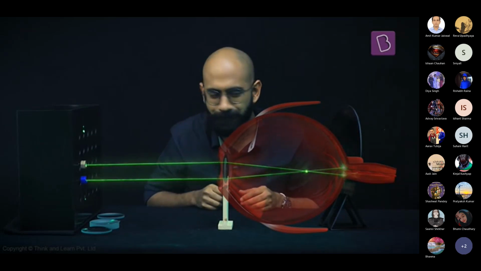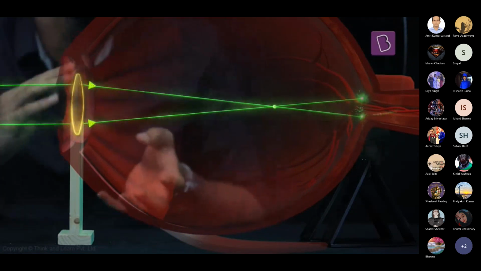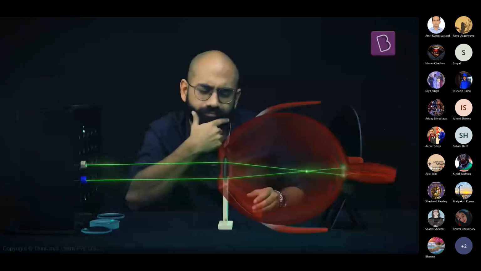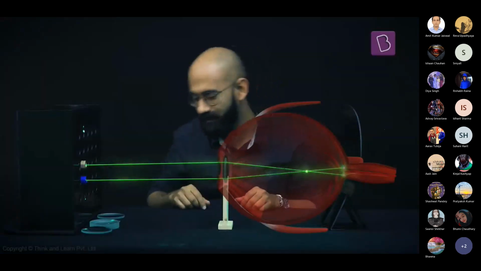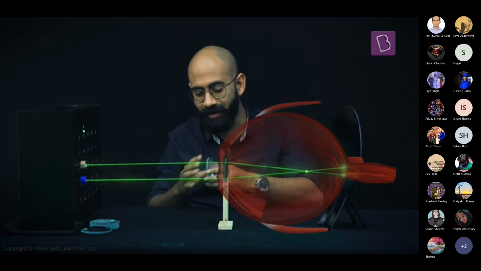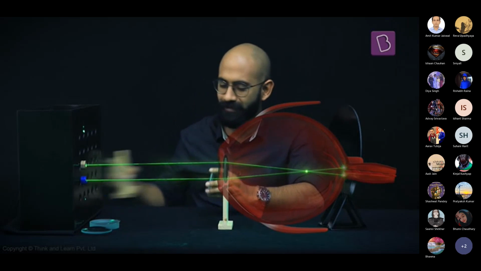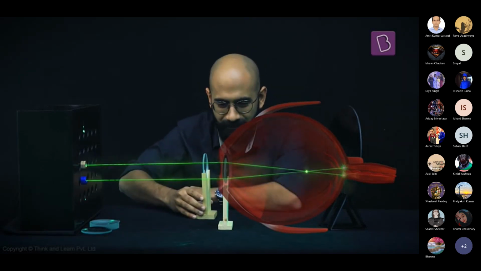Now, how would you correct this? As you can see here, it's happening because the rays are getting converged a little too much. So you need to negate that. One way to do that is to introduce a diverging lens. Now watch. Here I have a biconcave diverging lens. Look at what happens when I place it in front of the eye lens.